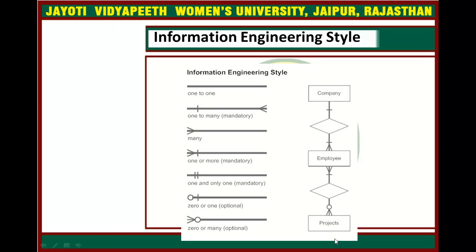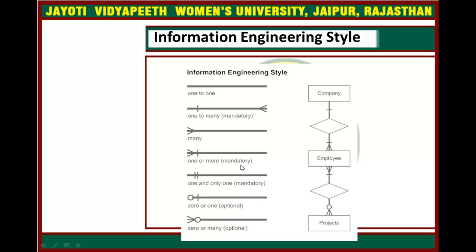Next comes the information engineering style. In this you can see this single line is a one-to-one relationship. Okay, if you are seeing this line in which there are two arrows and one vertical line, this shows one to many. That is of course mandatory. And if this is opposite, like many to one, okay, so this shows one to one or more.